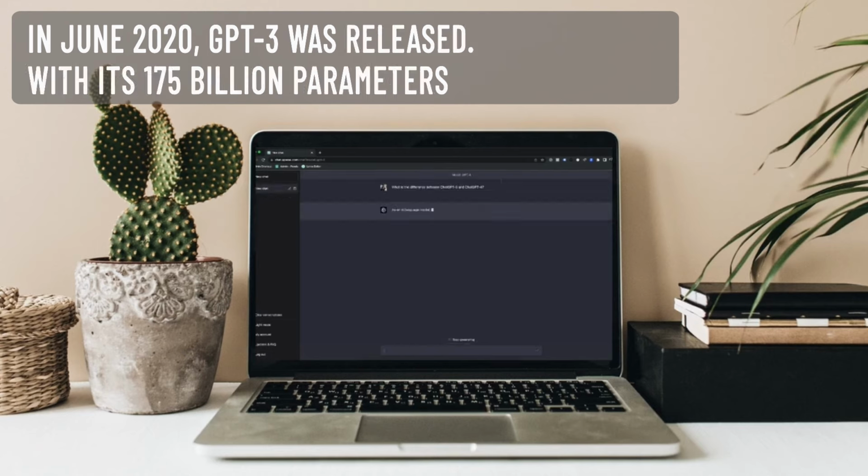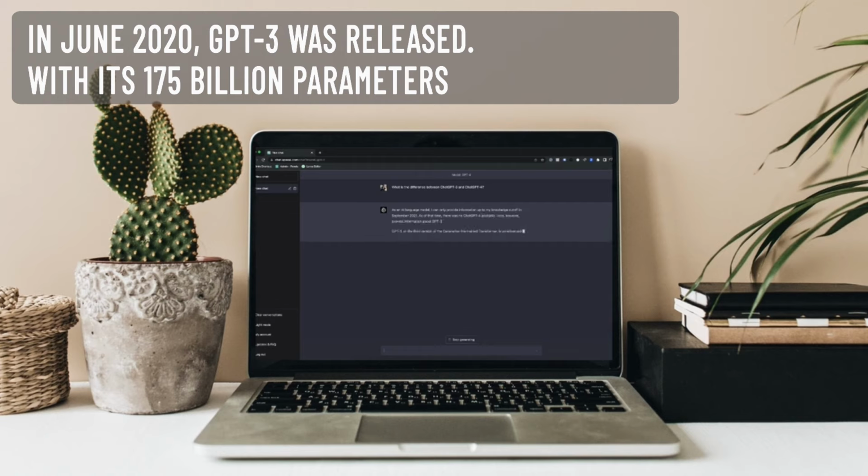This model took the world by storm with its 175 billion parameters, making it the most advanced language model at the time. ChatGPT, built on GPT-3, was launched in November 2022, allowing millions of people to interact with this AI through conversations.